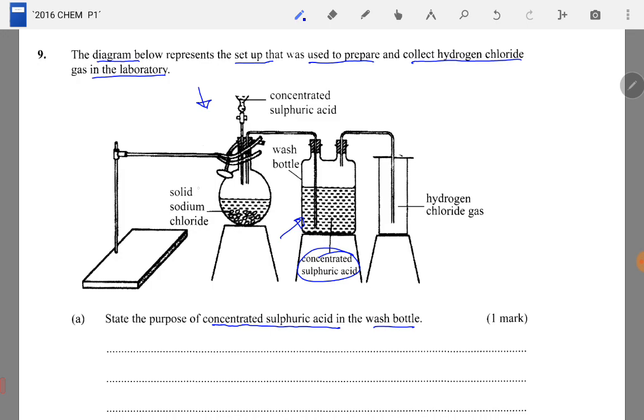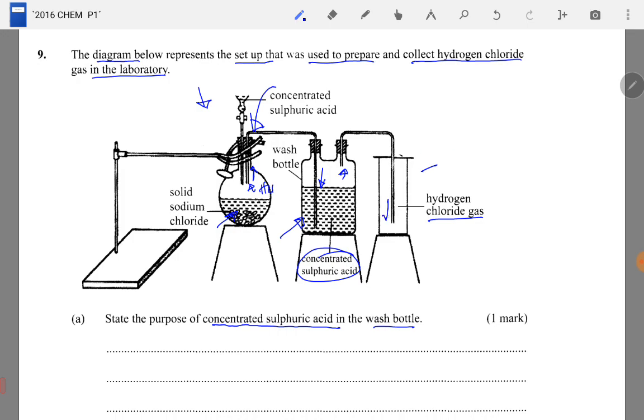We are starting with sodium chloride inside the round bottom flask. There is concentrated sulfuric acid in the dropping funnel. A reaction will occur. The gas produced, which is hydrogen chloride, will rise up here and pass through concentrated sulfuric acid, and that gas comes out of concentrated sulfuric acid, passes over and collects in the gas jar.